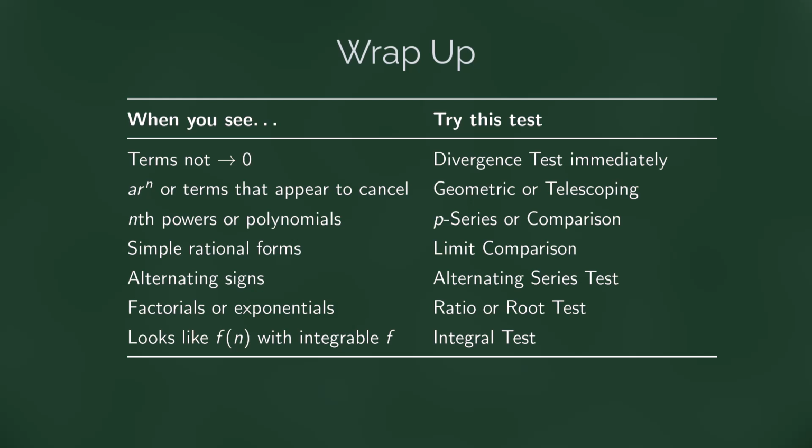If your series contains simple rational forms, a limit comparison test might be an appropriate tool. If the signs alternate from positive to negative, use the alternating series test. If you see factorials or exponentials, you're going to consider a ratio or a root test. And then if your series appears to look like a function that you know you can integrate, you can always use the integral test.